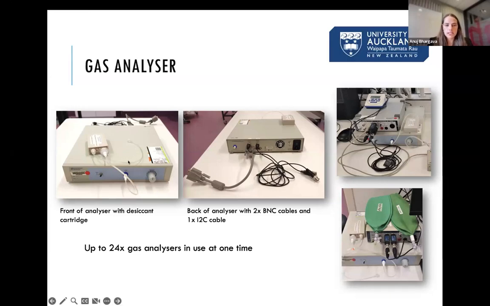And so how we do this is by loading up to 24 gas analyzers at a time onto a trolley, and then we attach all the wiring while it's still on the trolley. So this involves 2 BNC cables and 1 I2C cable. And then we just transport it to each bay and connect the gas analyzer to the PowerLab. Then we also just connect the desiccant cartridges to the front of the analyzers.